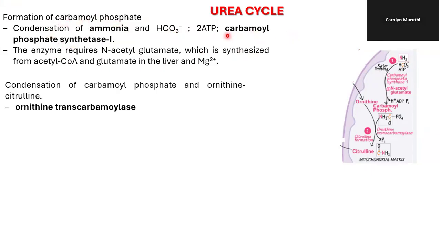And this reaction is catalyzed by carbonyl phosphate synthetase 1. And you have seen it requires energy in the form of ATP. And this enzyme requires N-acetylglutamate, which is synthesized from acetyl-CoA and glutamate in the liver, and requires magnesium ions. So the first step, as we said, is a condensation of ammonia, a bicarbonate, and 2 ATPs to give us carbonyl phosphate. Carbonyl phosphate is then condensed with ornithine to give rise to citrulline. And this reaction is catalyzed by ornithine transcarbamylase.